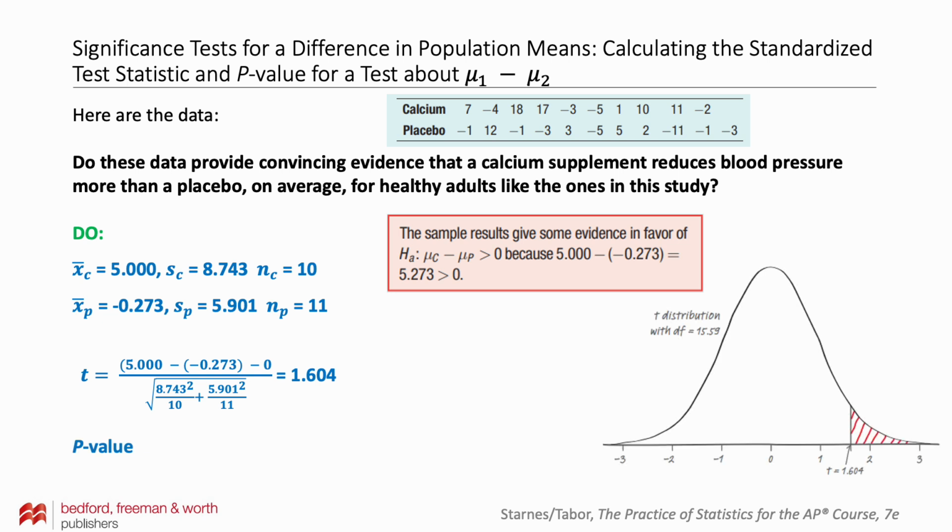So our p-value, because we are talking about it being larger, I do want to see this curve where you tell me this is a t-distribution, degrees of freedom, and we're going to use the calculator here, so it's 15.59, and we're going to shade to the right. So our p-value here would be 0.0644.